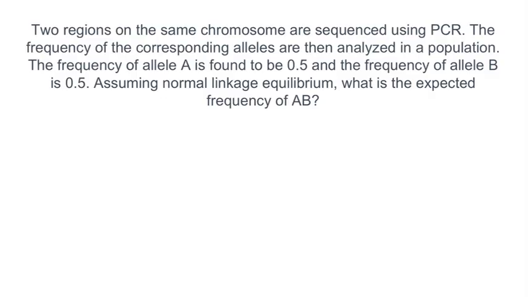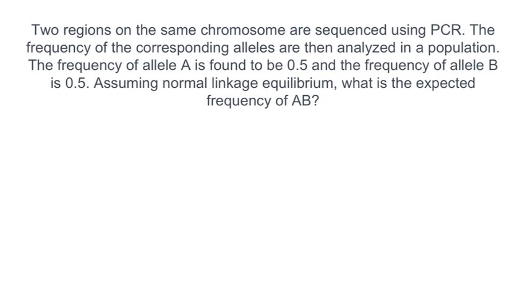Two regions on the same chromosome are sequenced using PCR. The frequency of the corresponding alleles are then analyzed in a population. The frequency of allele A is found to be 0.5, and the frequency of allele B is 0.5. Assuming normal linkage equilibrium, what is the expected frequency of AB?